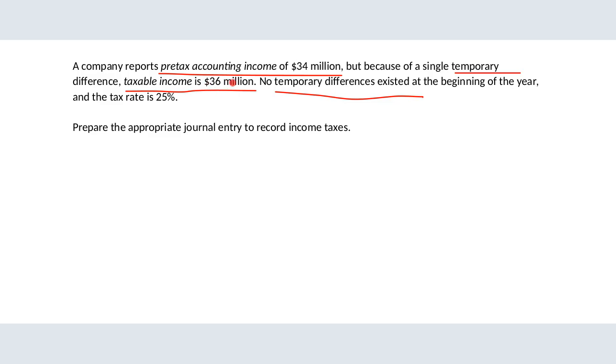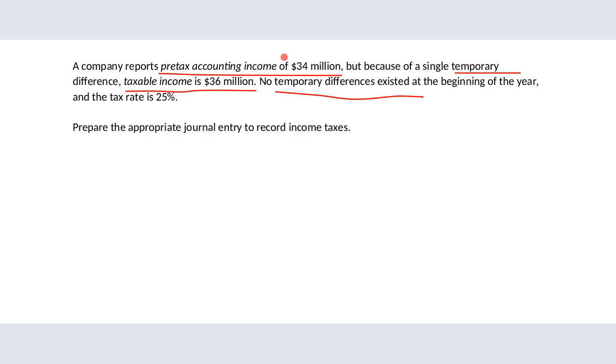Since we are paying more, what that means is that this is going to be a deferred tax asset. So I pay more today. It means in the future I'm going to pay less, and therefore that works to my benefit. This is a deferred tax asset.